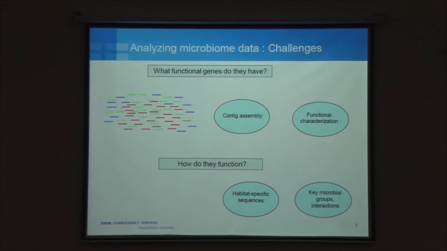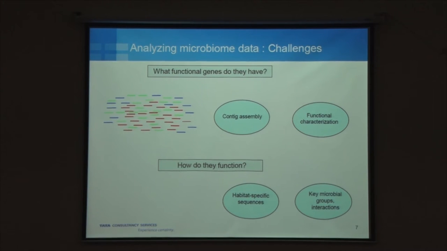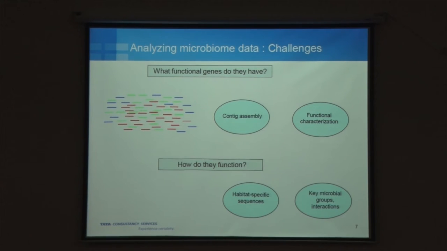This is another challenge: what functional genes do they have? As I mentioned, this sequence is what we get out of the sequencing machines. They are about 100 to 500 or 600 base pairs long, so you cannot identify the genes from each of these fragments. So you have to assemble them into what are called contigs. What will happen if I try to assemble all of them based on these sequences? You might get a chimera, coming from one bacterium with the other one. How do you make sure that they are coming from the same organism, and so on? That's one of the challenges which we have.